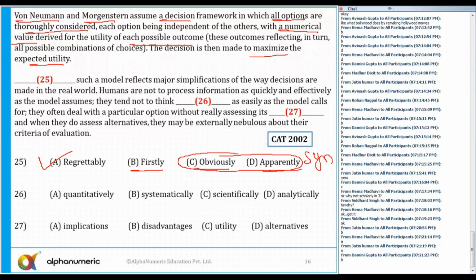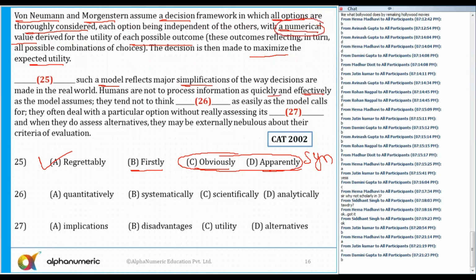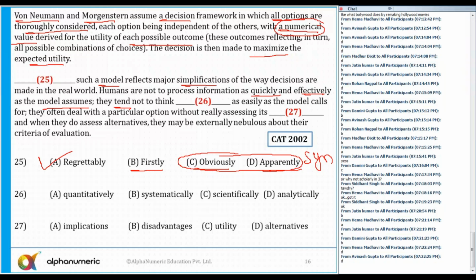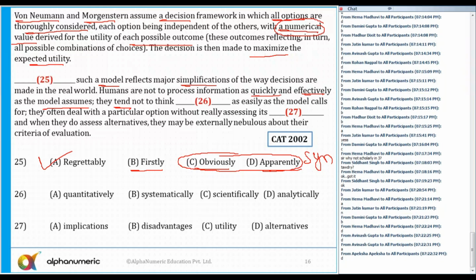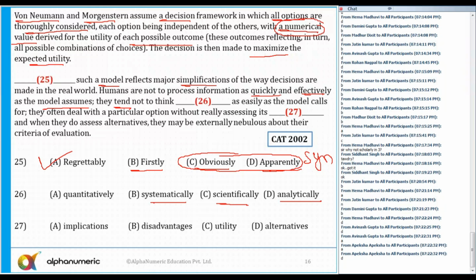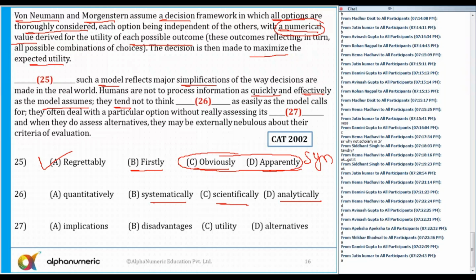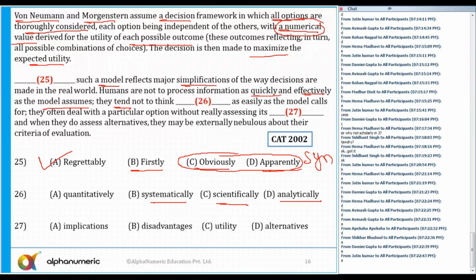Humans tend not to think, dash, as easily as the model calls for. According to the model, how do we think? Pay attention. How do we think? We assign a numerical value. So how do we think? Do we think systematically and scientifically and analytically? There are millions of other possibilities, but he's using the word numerical. We are assigning numerical value. That means we think quantitatively. Yes, they tend not to think quantitatively as easily as the model calls for.